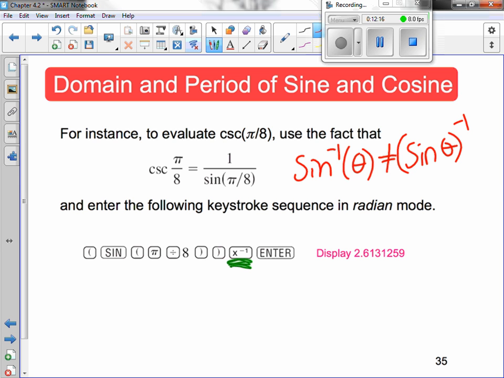These are not the same, because the second one is to the negative first power. The first one's not. So you can almost do sine of the fraction pi over 8, close parentheses, to the negative 1. I see what I did. So to do that, we've got to put parentheses, sine pi over 8, close parentheses, inverse.